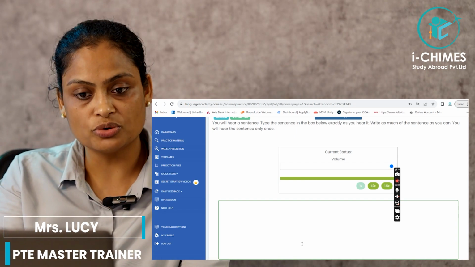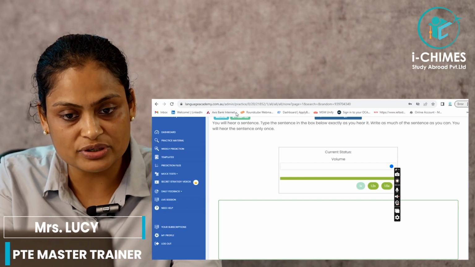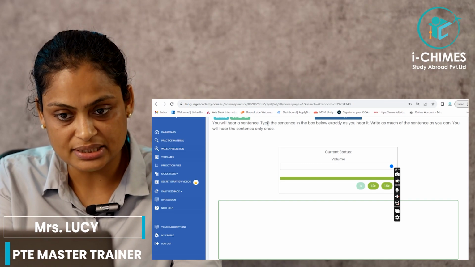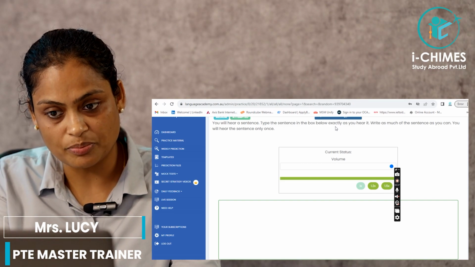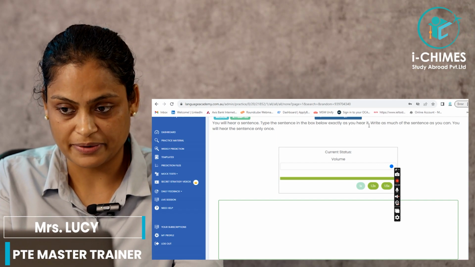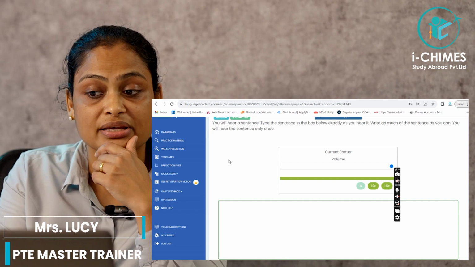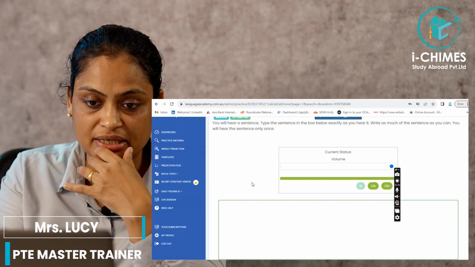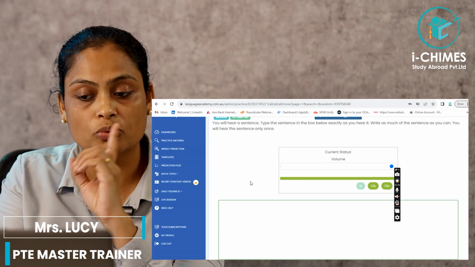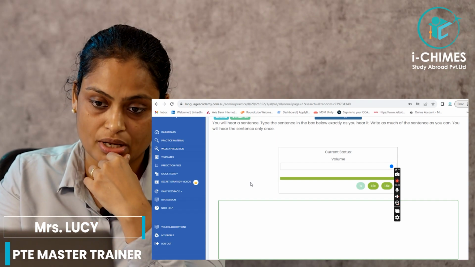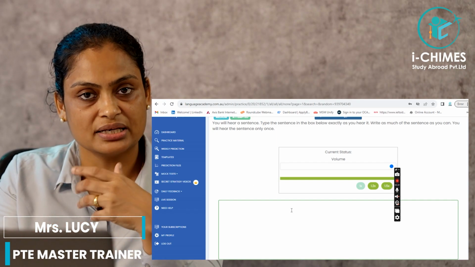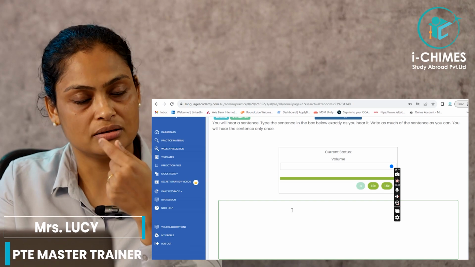So that's how it is, and the instruction is carefully said here. You will hear a sentence and type the sentence in the box exactly as you hear it, and write as much of the sentence as you can. And they are clearly mentioned, and I'm repeating again, you will hear the statement only and only once. And as I said, each word would carry 1 mark.